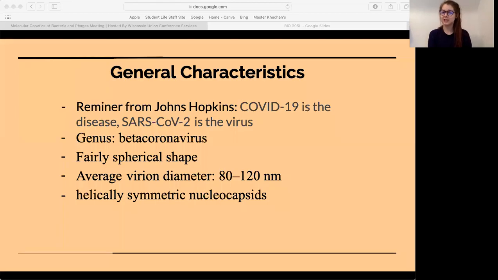So I'll just go into a couple general characteristics. I'll start with a reminder from Johns Hopkins University that COVID-19 is the disease and SARS-CoV-2 is the virus itself. The current coronavirus belongs to the beta coronavirus genus. Out of the alpha and beta, we're talking about the beta. It is fairly spherical in shape, as I'm sure you've seen in a lot of the pictures that have been recently released. The average virion diameter, as would be expected for a microparticle like this, is 80 to 120 nanometers. And it has a helically symmetric nucleocapsid.